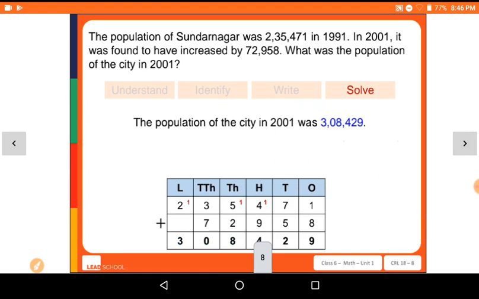So that is the solution of the first. Now finally the solution is given here, that is the solving. For that we have to get the answer, the total population, or we can say what was the population of the city in 2001, that is 3,08,429. So that is the solution of these four categories we have solved already.